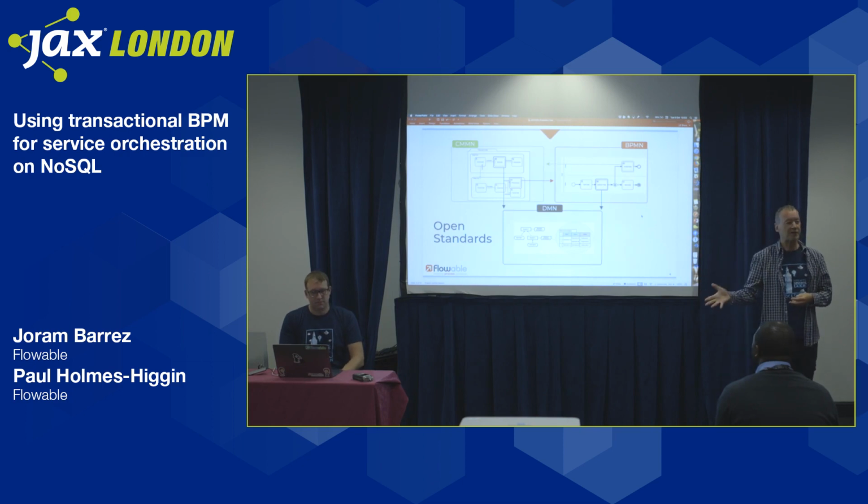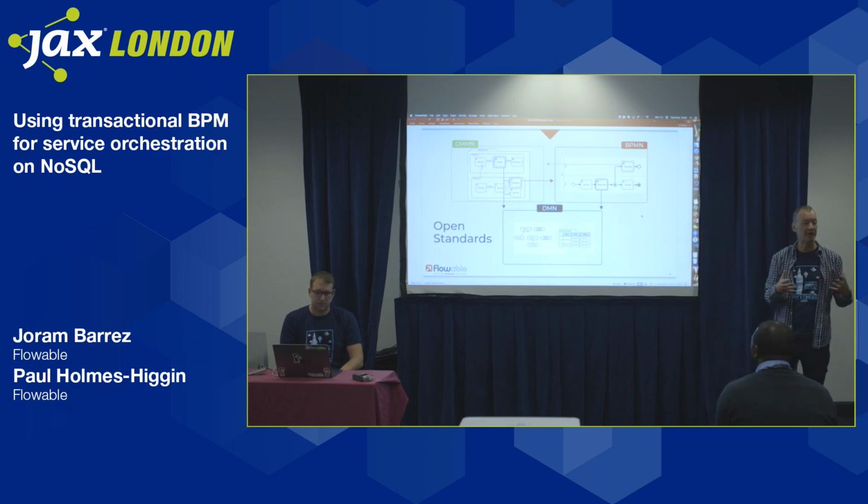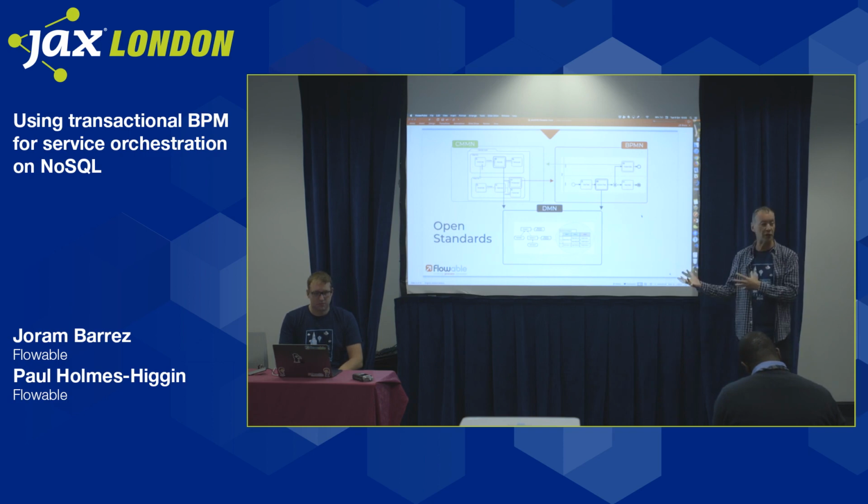There are some open standards to cover those. There's CMMN, a standard for case management. There's BPMN, a standard for business process management. And there's DMN, a standard for decision management or a form of business rules. Other products and platforms apart from Flowable support these open standards, so once you've learned them, you can use them in a number of different scenarios.